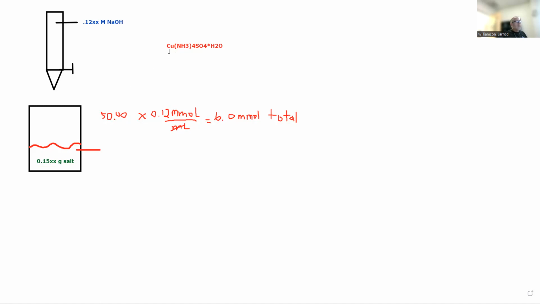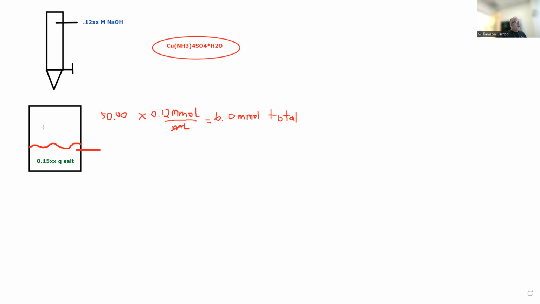So in this lab, we have our copper salt, this stuff right here. That's what you guys made before. We're going to use about 0.15 grams of that. You're going to measure it accurately to 4 decimal places, but we're saying about 0.15 grams, and you're going to know how much of that. We're going to put that into a beaker.